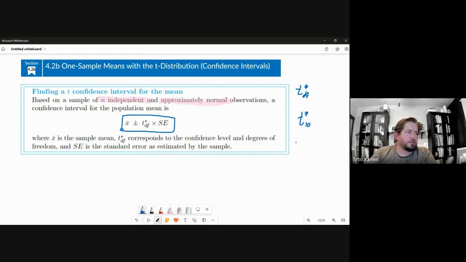So it says that x bar is the sample mean, t star df corresponds to the confidence level and the degrees of freedom, and then SE is that standard error as estimated by the sample, right? So we're going to take a look, and we'll go through one of these. Oh, I think we'll go through two, but let's look at some dolphins.